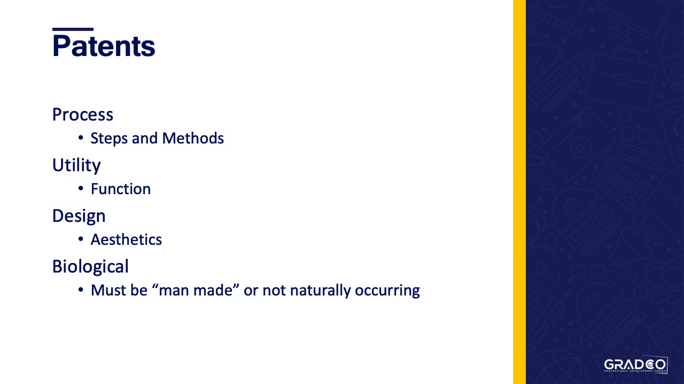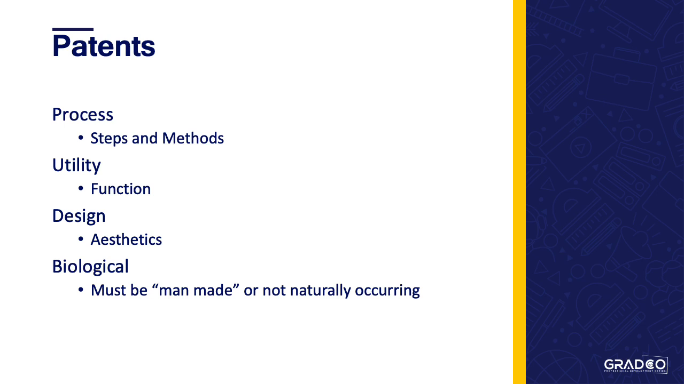Patents cover a breadth of intellectual property ranging from processes and designs to biological. Let's look a little more closely at each type of patent. Process patents describe processes. These are the steps and methodologies to produce a particular result. This could include industrial processes like heat treatments or food preparation processes.